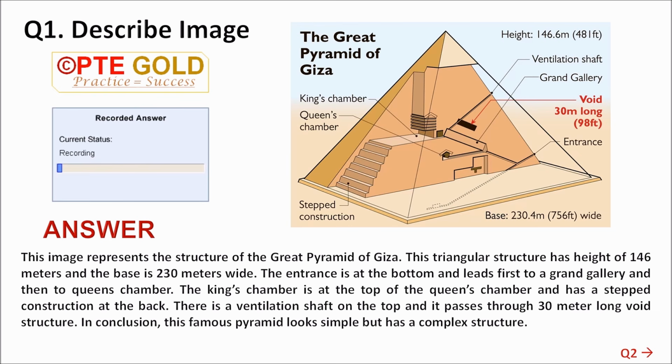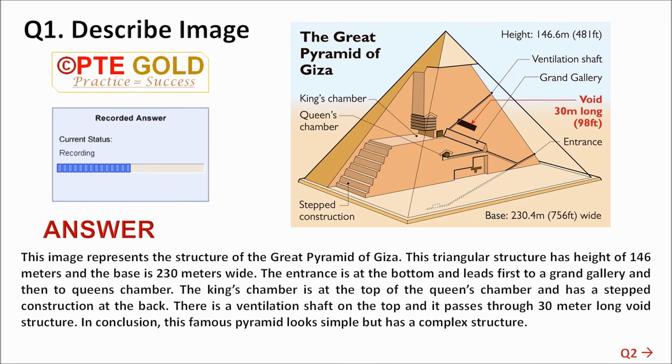This image represents the structure of the Great Pyramid of Giza. This triangular structure has a height of 146 meters and the base is 230 meters wide. The entrance is at the bottom, that leads first to a grand gallery and then to Queen's Chamber.